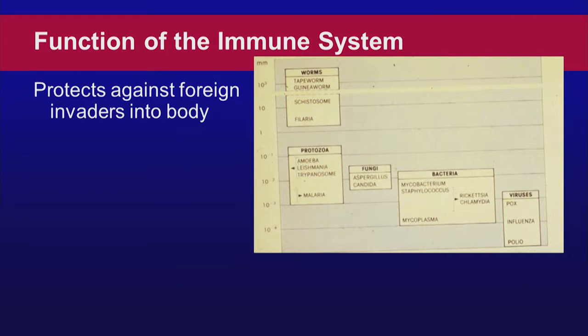Now a little bit about the immune system, because it's very important. You wouldn't be able to floss your teeth if it wasn't for your immune system killing the bacteria that you're freeing when you floss your teeth. Protects against foreign invaders of the body, and here we see a lot of them. Could be worms, could be parasites, it could be protozoa, it could be viruses, could be bacteria.